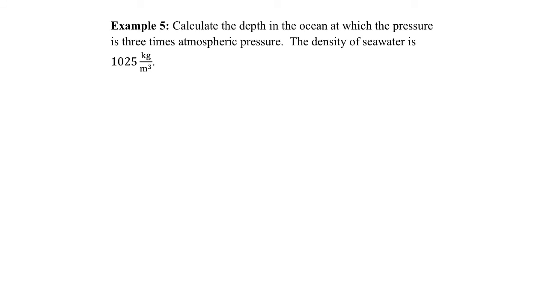The example says, calculate the depth in the ocean at which the pressure is triple atmospheric if the density of seawater is 1025 kilograms per cubic meter. So we have to think about what we're given, what we're looking for. So what are we given in this problem? Let's start with that. Alex, give me something. We're given the density of the fluid. Okay, the density of the fluid is absolutely given. What else? Chris?